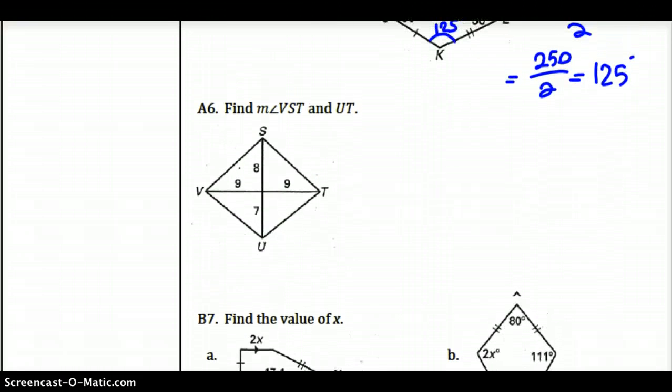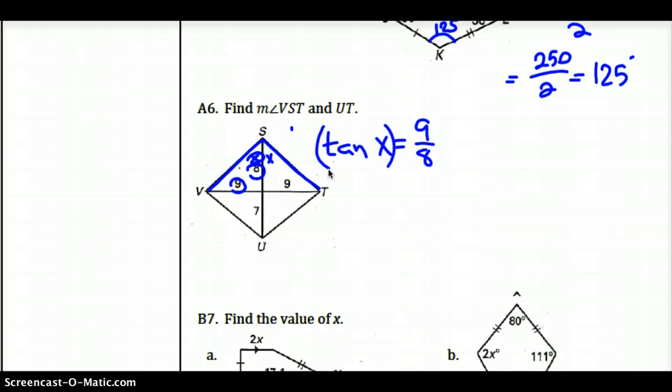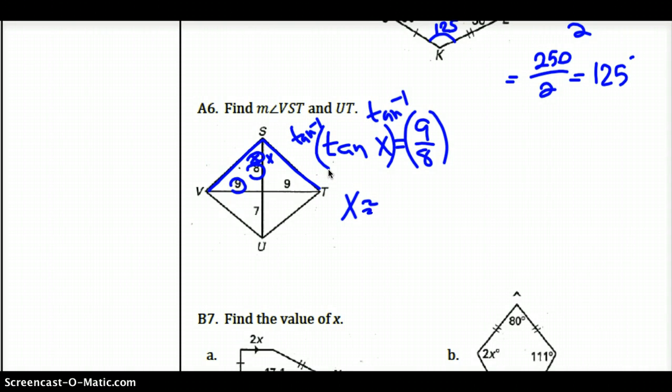The last one we're going to do here is finding the missing length and the missing angle here. Well, first of all, I'll find x here. So I can use some inverse trig. I can say the tangent of x equals 9 over 8. So if I do inverse tangent, x is about 48 degrees, multiply by 2 for the 2 x's, I get 96 degrees.